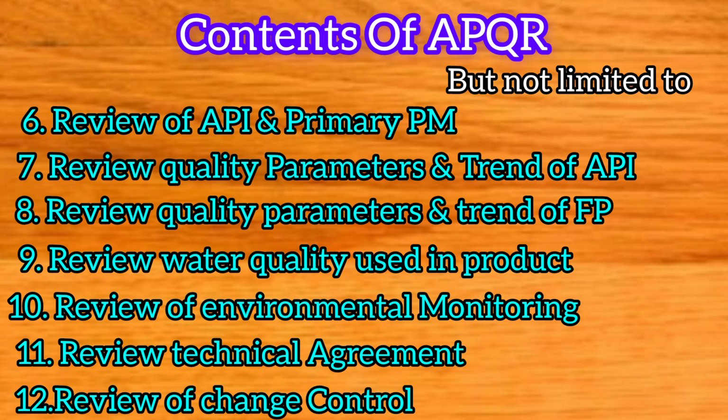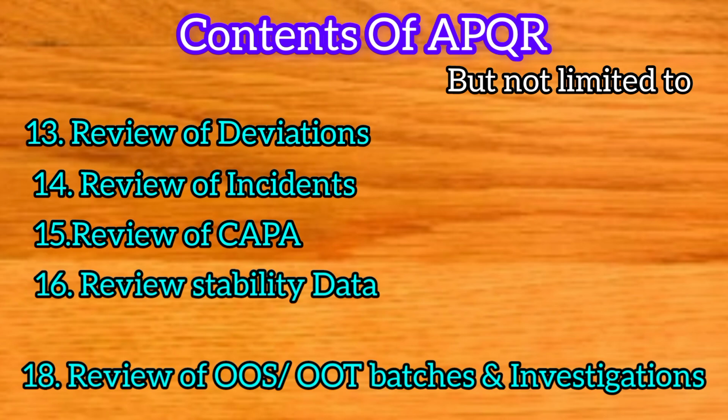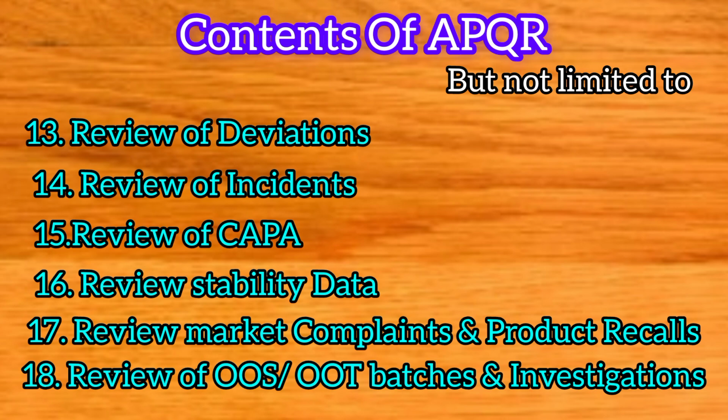7. Review quality parameters and trend of active pharmaceutical ingredients. 8. Review quality parameters and trend of finished product. 9. Review water quality used in product. 10. Review of environmental monitoring. 11. Review technical agreement. 12. Review of change control. 13. Review of deviations. 14. Review of incidents. 15. Review of corrective actions and preventive actions. 16. Review stability data.